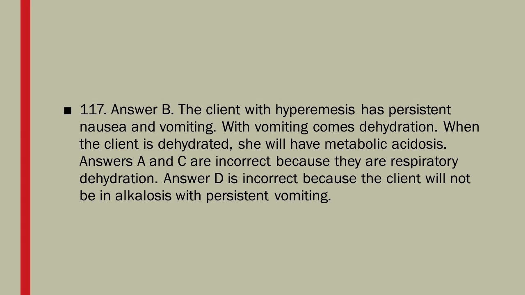117. Answer B. The client with hyperemesis has persistent nausea and vomiting. With vomiting comes dehydration. When the client is dehydrated, she will have metabolic acidosis. Answers A and C are incorrect because they are respiratory and without dehydration. Answer D is incorrect because the client will not be in alkalosis with persistent vomiting.